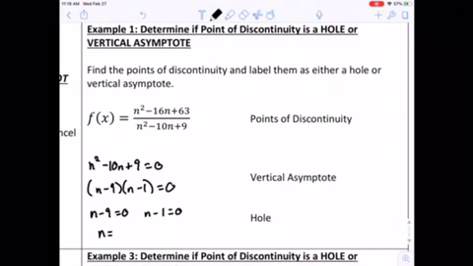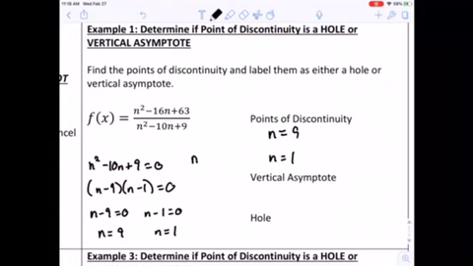And solve. You get n equals 9 and n equals 1. So your points of discontinuity are n equals 9, n equals 1. Now we have to determine which type they are, which means we need to factor the numerator. So if we have n squared minus 16n plus 63, we have to figure out what multiplies to 63 and adds up to negative 16, and those two numbers are going to be negative 9 and negative 7.